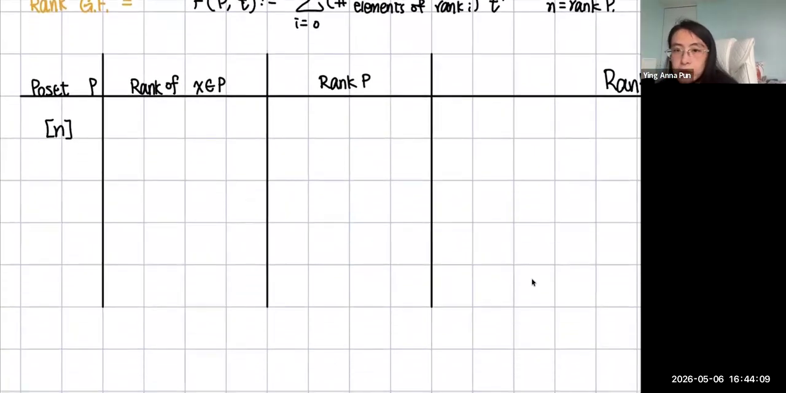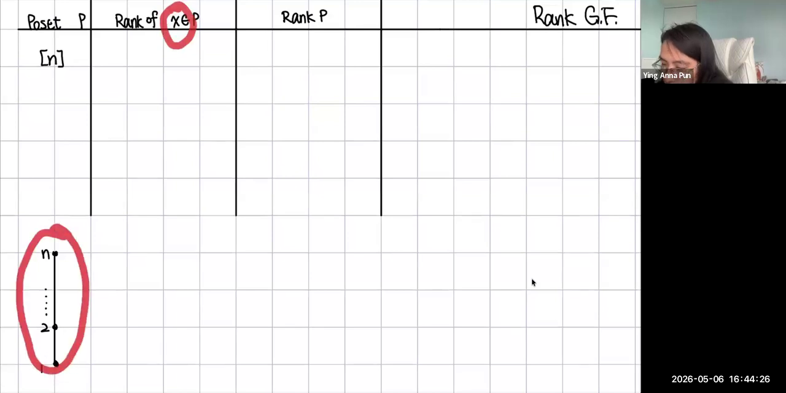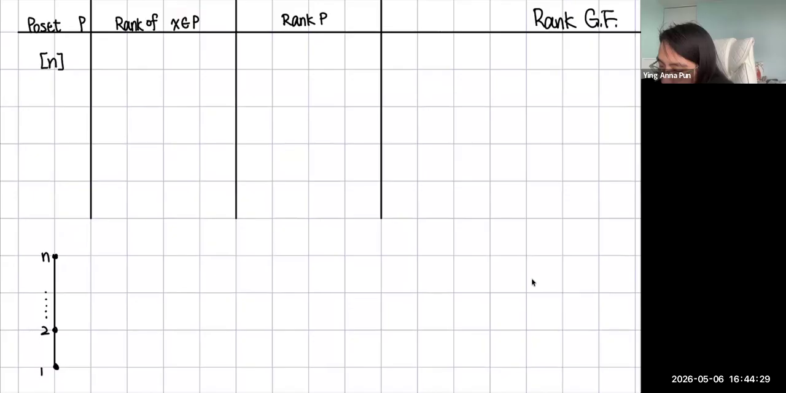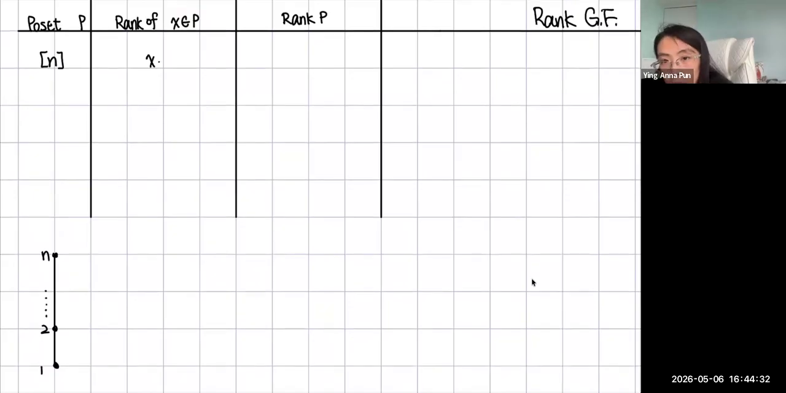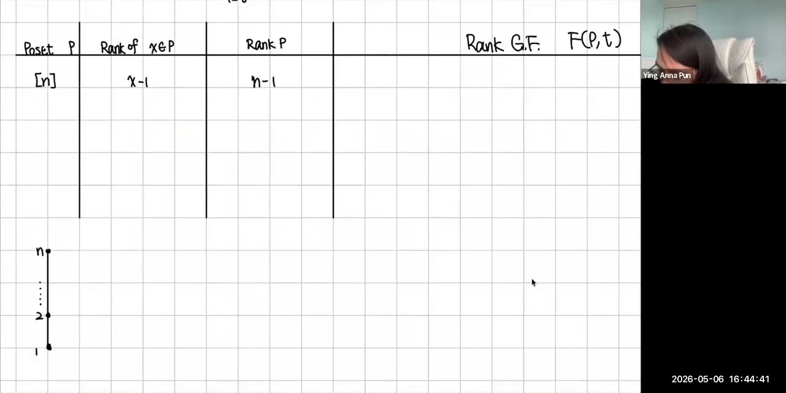So if you have 1 up to n using the normal comparison rule, then you can compare any two numbers from 1 to n, right? So that's the Hasse diagram. And so if I have an x within 1 to n and I want to know the rank of x, of course, that would be just x minus 1. So the rank of P is n minus 1. And then the rank generating function: the 1 here is rank 0, the 2 here is rank 1, and the n here is rank n minus 1. And each rank you have exactly 1 dot.